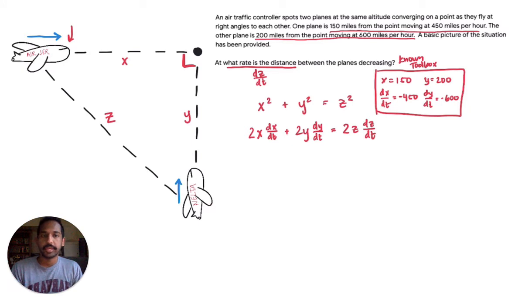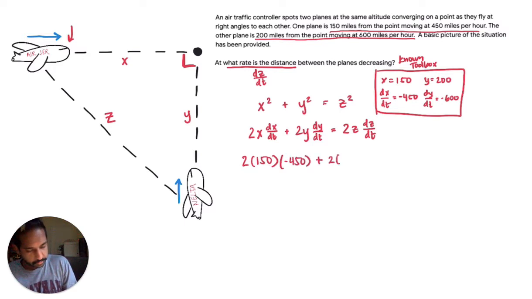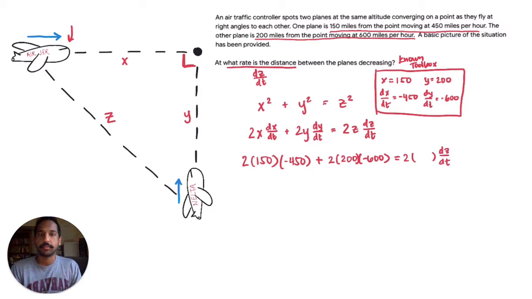These are the things that we know, so we'll just plug in all those things. So now we get 2 times 150, and dx dt is negative 450, plus 2 times 200 times negative 600 equals 2 times z, which we don't know, and dz dt, which we're trying to solve for. In order to find z, we're going to go back to our original equation up here, and I'm going to highlight this in yellow, because this equation gives us something that we can use to solve for z, because we know what x and y are, and we just need to find what z is.